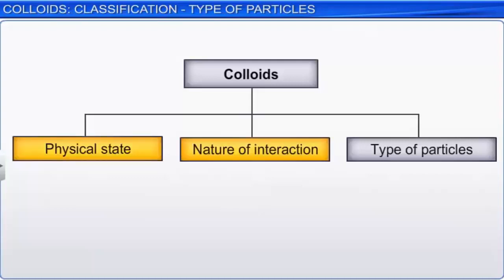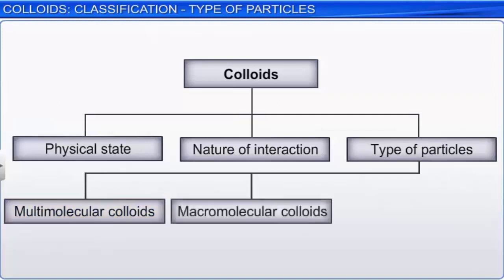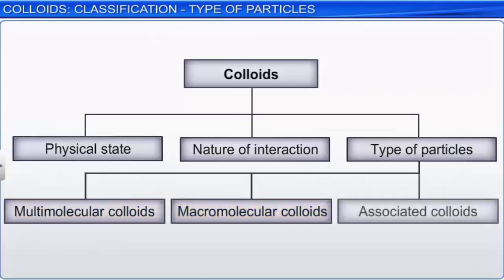You already know two ways of classification of colloids. Another third method of classification is based on how different substances that form a colloidal solution acquire the required particle size. Accordingly, colloidal solutions are classified into the following three categories: multimolecular colloids, macromolecular colloids, and associated colloids. Let us first study multimolecular colloids.